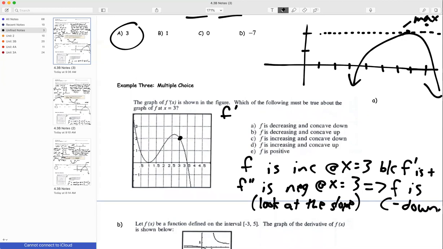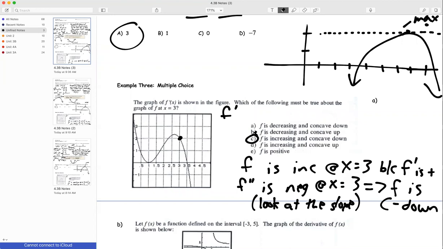Okay, so since I have a positive derivative, it's above the x-axis on the f prime graph, and I have a negative slope at 3, implying that my original function is concave down, the correct answer here is C, f is increasing and concave down.